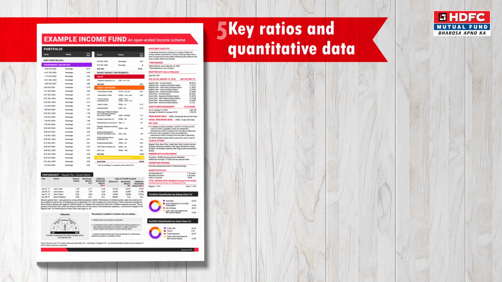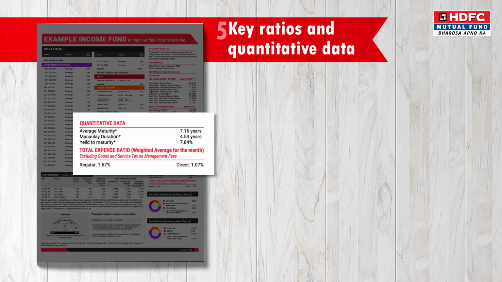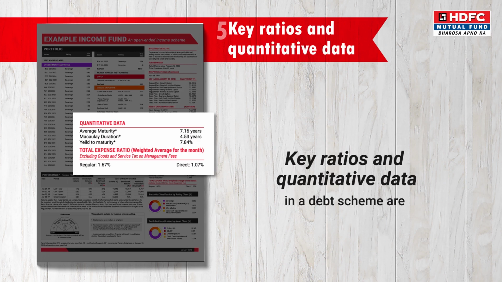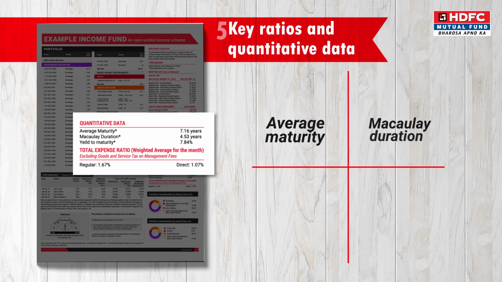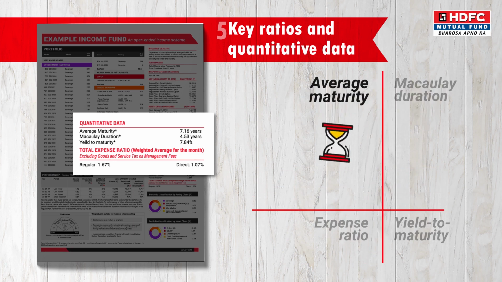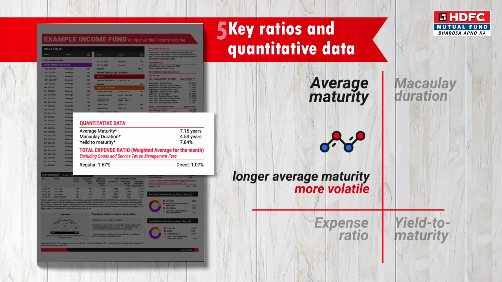Key ratios and quantitative data. The key ratios and quantitative data in a debt scheme are average maturity, Macaulay duration, yield to maturity, and expense ratio. Average maturity helps determine the average time to maturity of all the securities in a debt scheme. Schemes with longer average maturity are relatively more volatile than schemes with shorter average maturity.